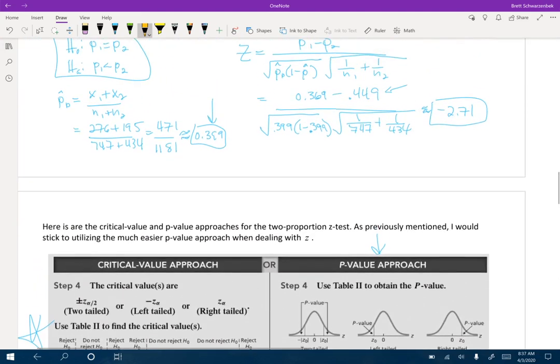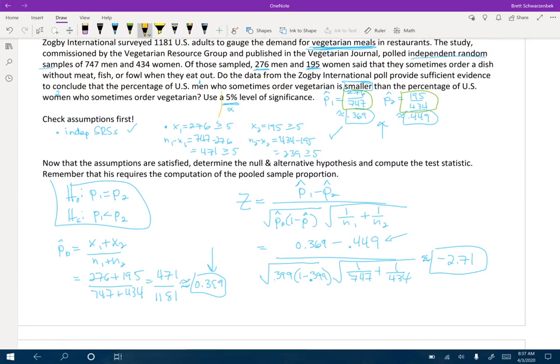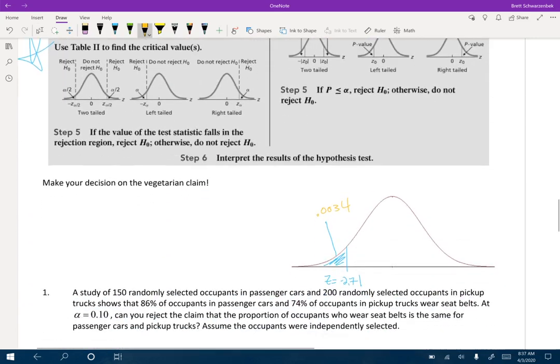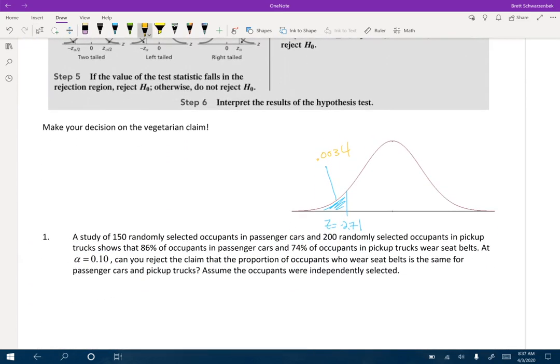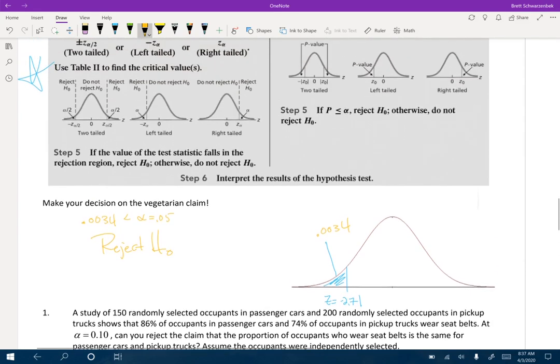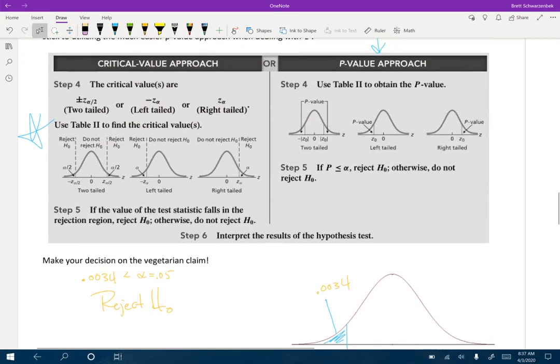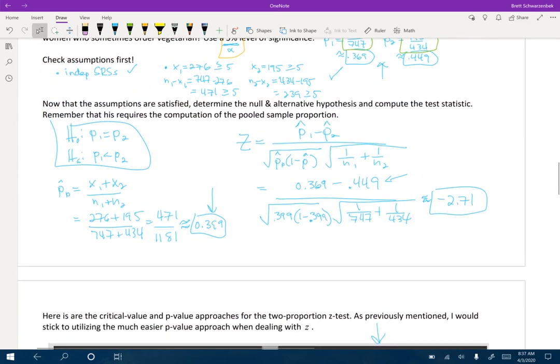So what are we comparing this to? If you recall, we made a note that alpha was 5%. So we know that 0.0034 is less than alpha equal to 0.05. So what do we do? As always, we reject H naught. You already know how to do all the setup for that when it comes to filling in our little charts that we have in our lessons.